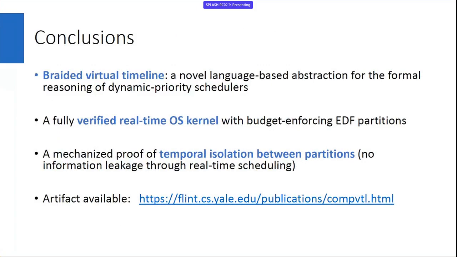To summarize, we developed this generalized notion of a virtual timeline, which we call the braided virtual timeline. It's a cool abstraction that allows us to verify dynamic priority schedulers. We really believe EDF scheduling is very cool for utilization. We have built a verified real-time OS using this partition scheduler, and this OS is running on a small self-driving car prototype, which is part of our DARPA project, and we have the mechanized proof of temporal oscillation.